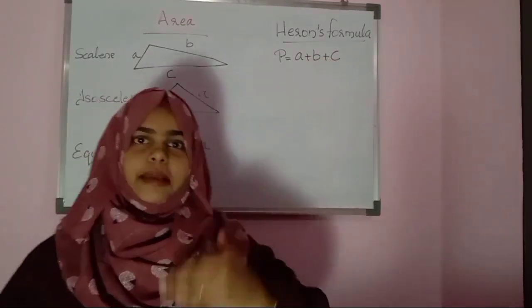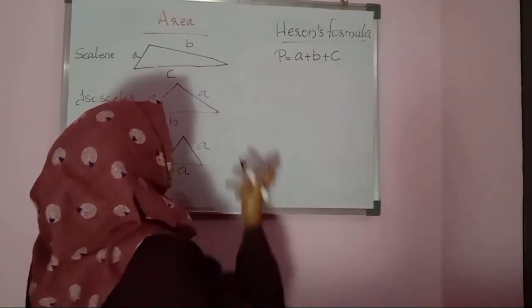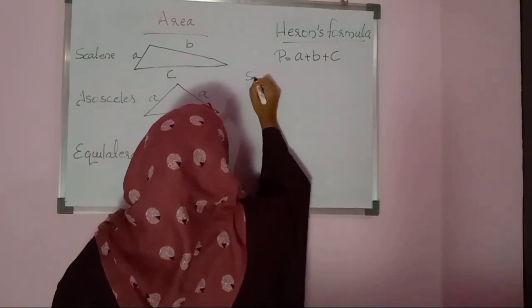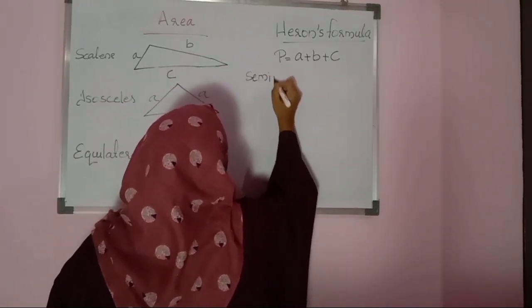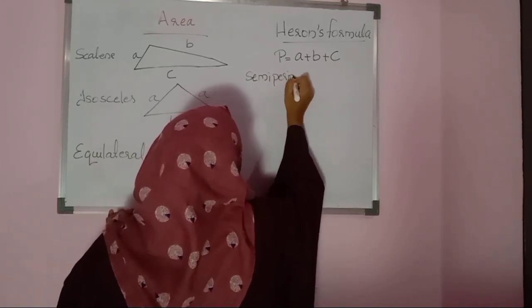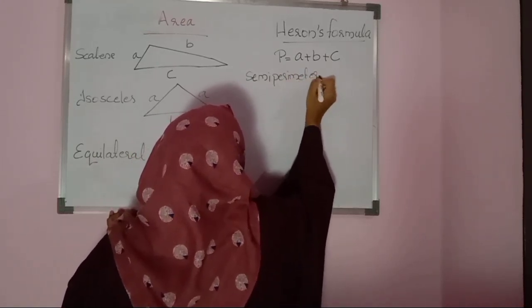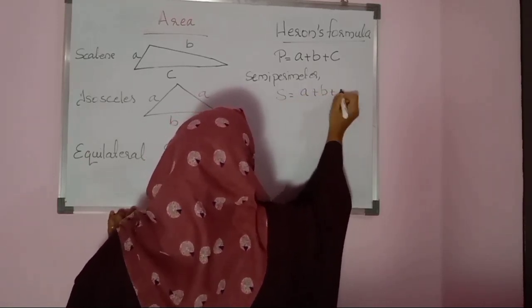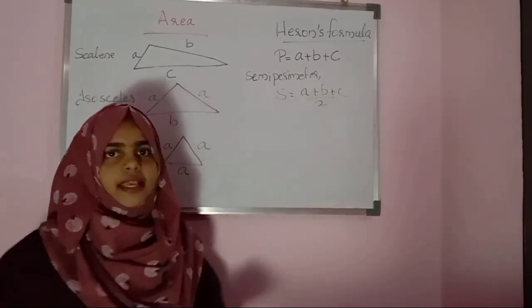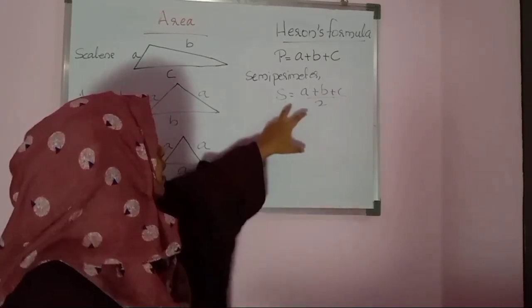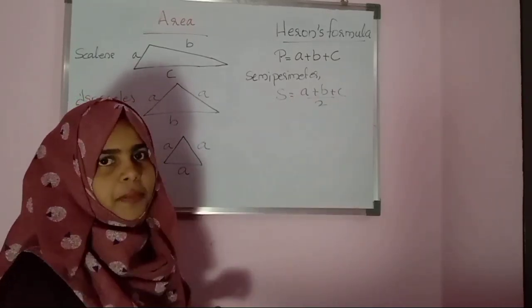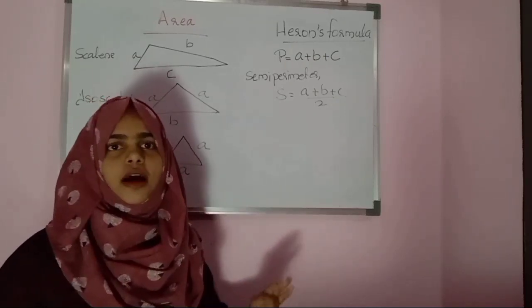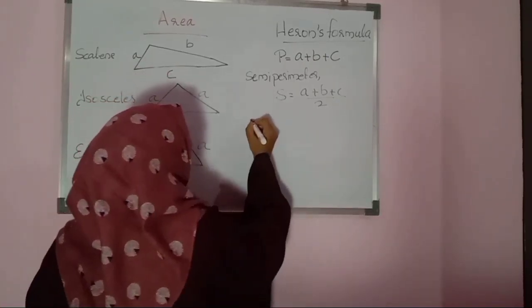If we take the semi-perimeter, that is half of P, that is the semi-perimeter, S is equal to A plus B plus C by 2. We are taking half of the perimeter. By using half of the perimeter, we could find the area of any triangle, that is Heron's formula.